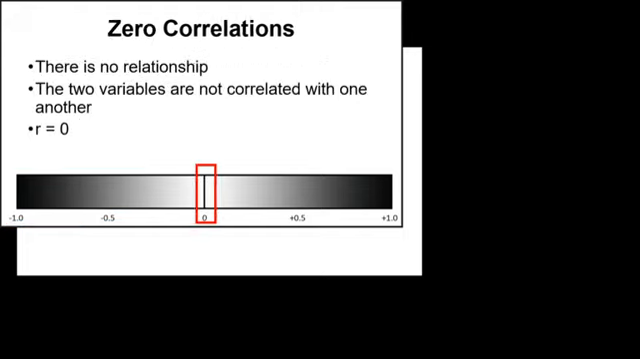And we can also have zero correlation. So if you have an R of 0 or an R very close to 0, then we're saying that there is no relationship. There's no direction, there's no association between these variables. They're not correlated with one another at all. That's right in the middle.